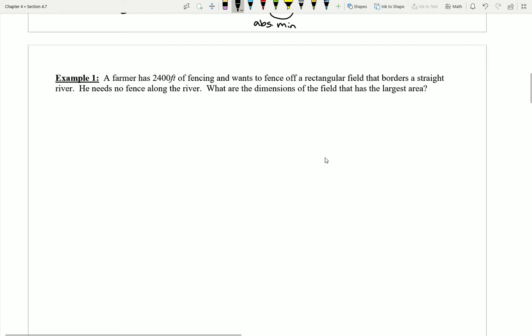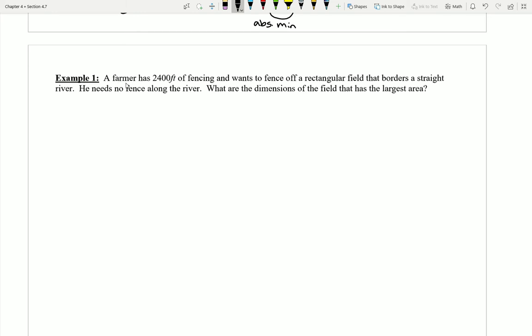Let's take a look here at example number 1 to start to get the sense of how one of these optimization problems actually goes. So let's see what we have here. Remember that the first step is going to be reading the question, trying to understand really what it's asking, and then go ahead and draw a picture to kind of model it.